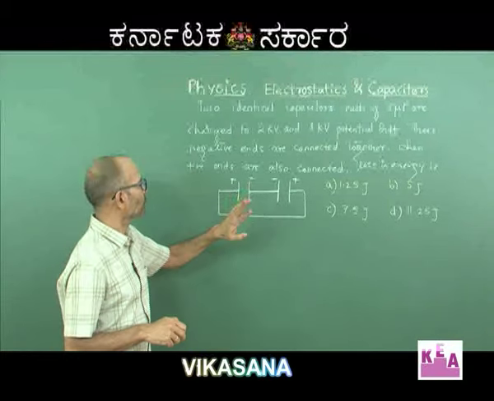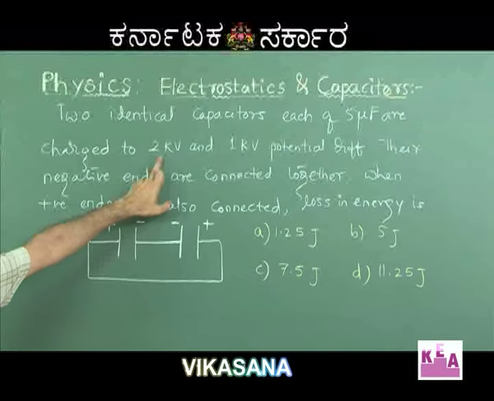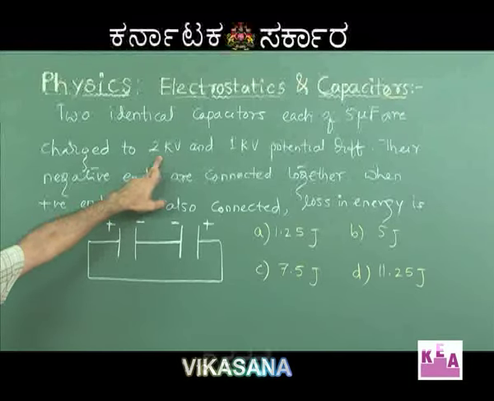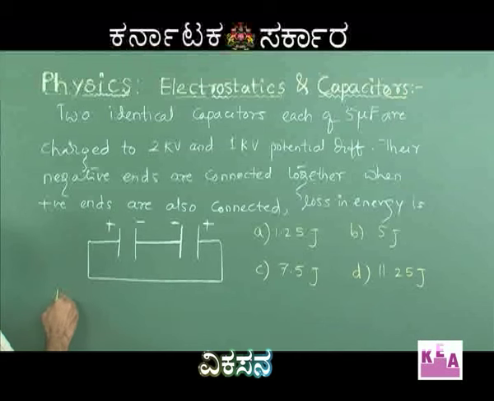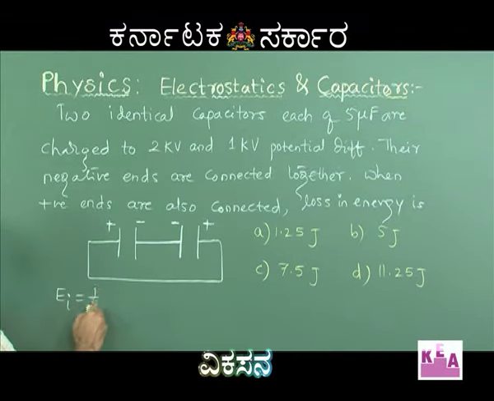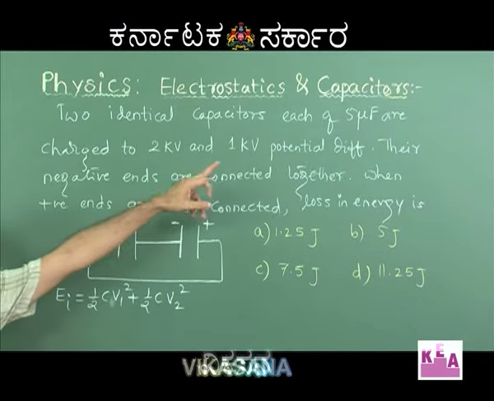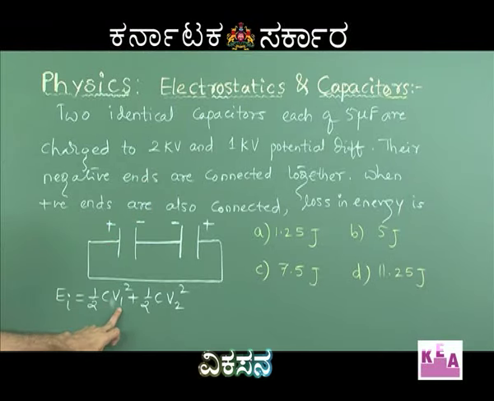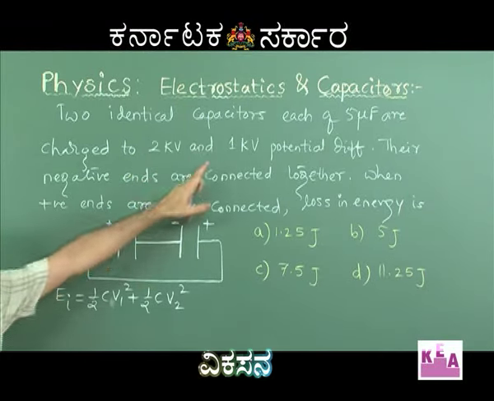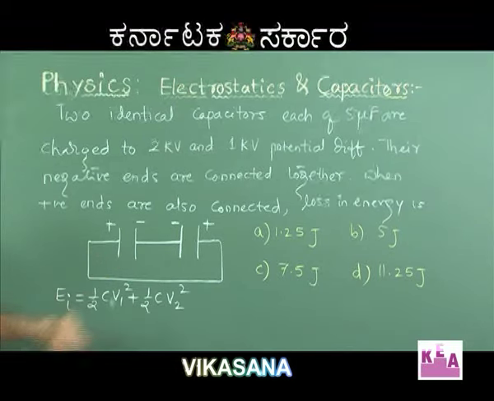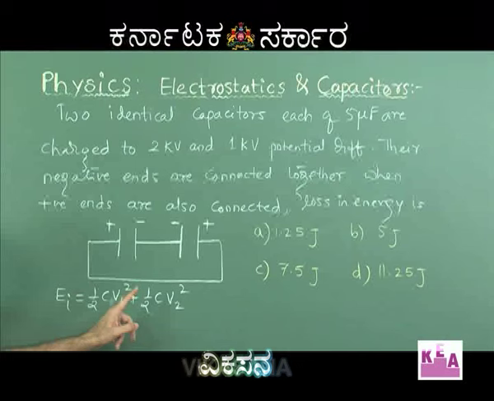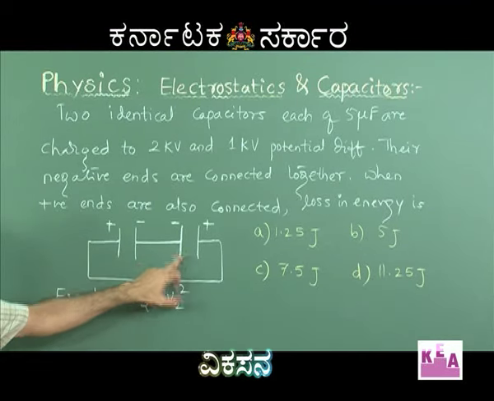Fine? Okay. So now initially we know what was the energy. How are you going to write the energy initially? The initial energy was half C V1 square plus half C V2 square, where C stands for 5 microfarads and V1 stands for 2 kilovolts and V2 stands for 1 kilovolt. So, this was the initial energy, and now the final energy can be written only after having understood what will be the charges on both of them or what will be the potential difference across each one of them.